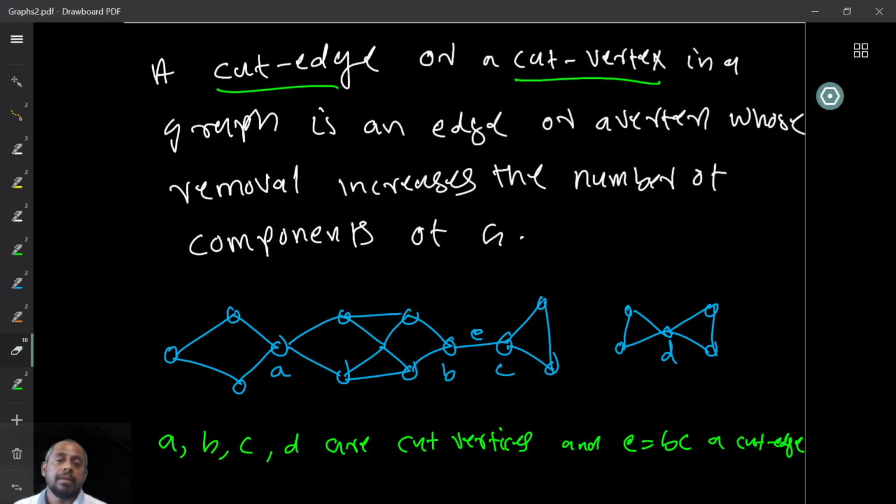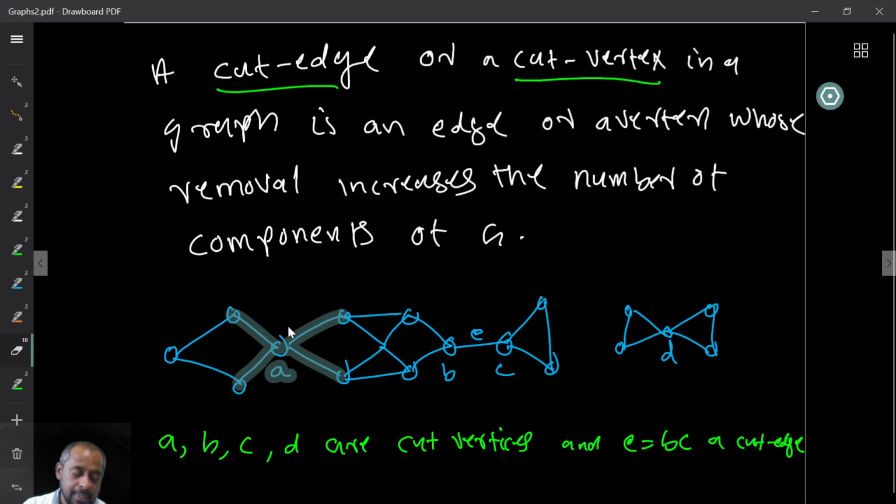Now, do you see any cut vertices here, or any other cut edge? In fact, you can verify that E is the only cut edge in this graph. But there are several cut vertices. For example, the vertex A is a cut vertex, because if I remove A, it disconnects the graph and increases the number of components to 3 again.